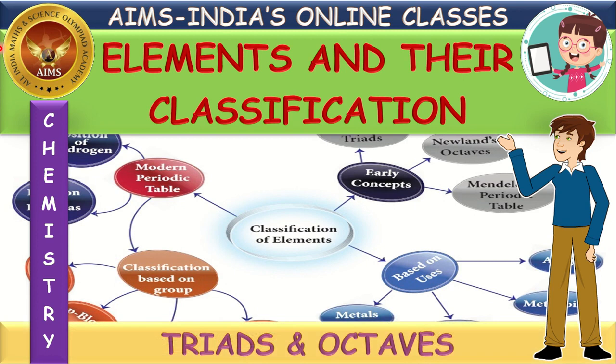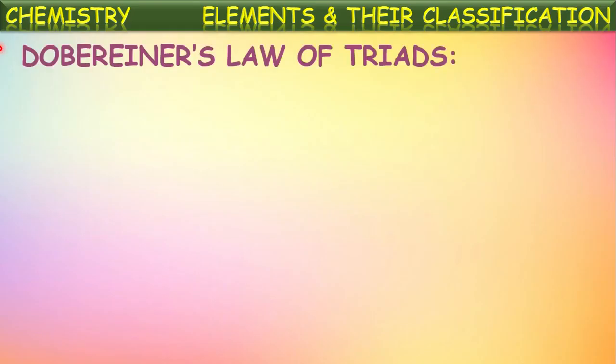Now we are going to see some other earlier attempts at classifying the elements. They are Daubernier's Triads classification and Newland's Octaves classification. First of these, let us go with Daubernier's law of triads.